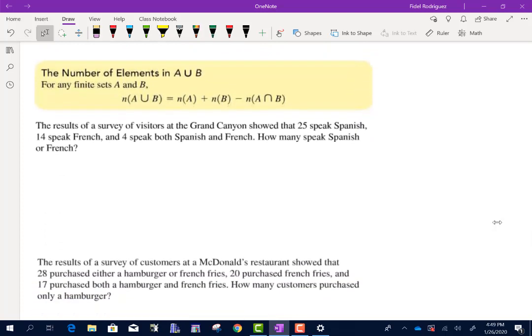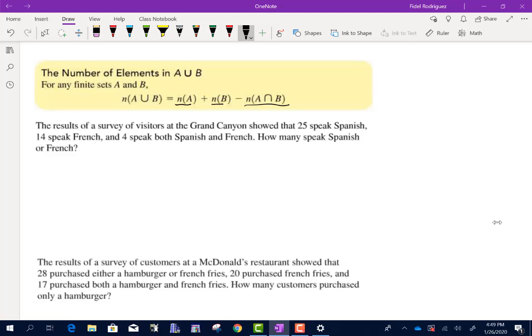For the next part, it says the number of elements in A union B. The way we find the number of elements in A union B is we take the number of elements in A, add the number of elements in B, and subtract off whatever overlaps, whatever number of elements we have in both.